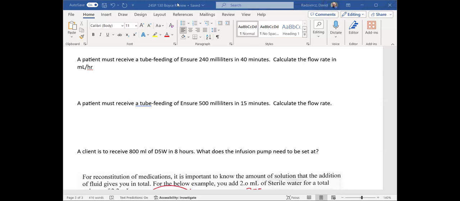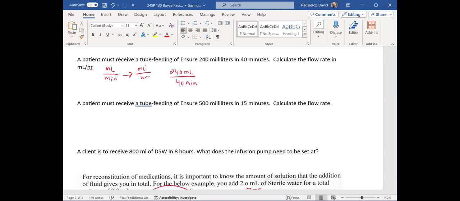All right, good. So I'm getting some answers and some variations in the answers. So let's go through this question and work through it together. What this question is asking you to do is convert milliliters per minute to milliliters per hour, right? Because it gives me milliliters and then a time, but this time it's in minutes. So I'm going to set this up as 240 milliliters over 40 minutes.